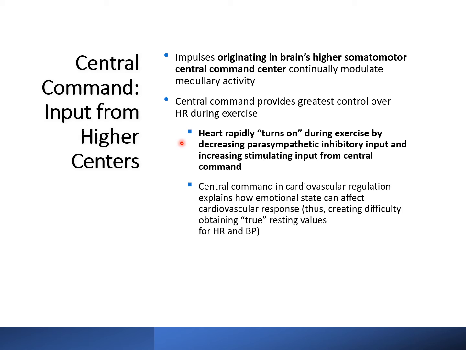The most important point I want you to take away from this slide is this bolded point here. I'm going to read this out to you and then I'll summarize it. The heart rapidly turns on during exercise by decreasing parasympathetic inhibitory input and increasing stimulating input from central command. To summarize, the heart will speed up during exercise by decreasing that rest or digest input, and then it will increase stimulating input from the brain.